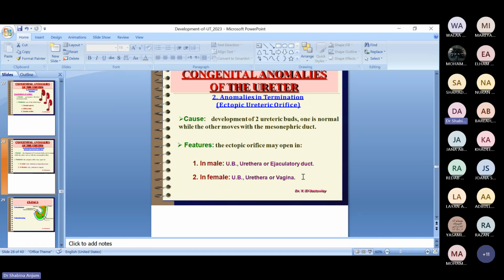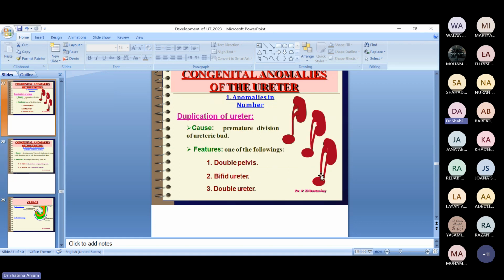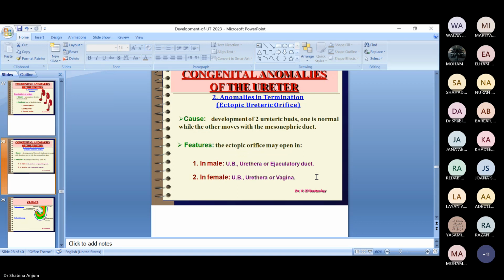So this ectopic orifice, where will it open? Maybe in the urinary bladder, urethra, or in the ejaculatory duct. But in female, it may open into the urethra or vagina also. Here you can see this is the extra opening like this. Here it is opening into the urinary bladder itself. But the other may open into the urethra also or in the seminal vesicle also.